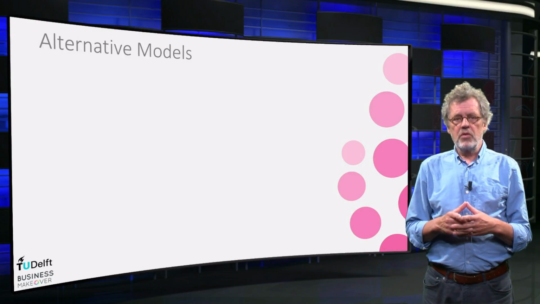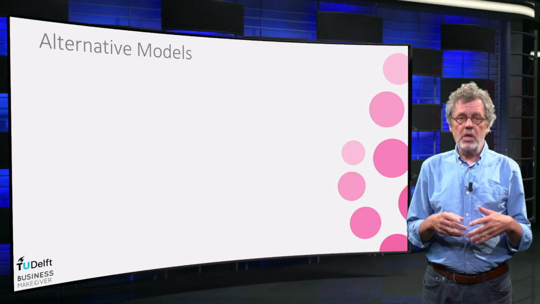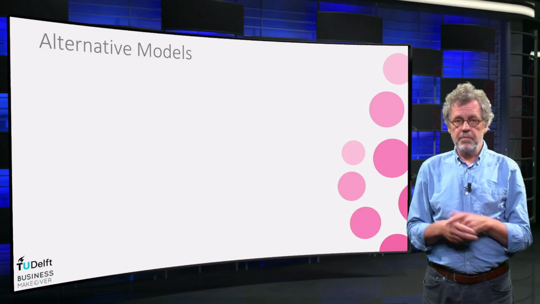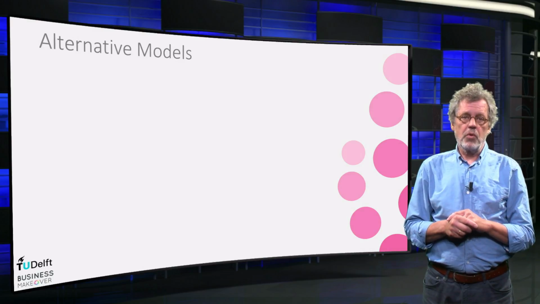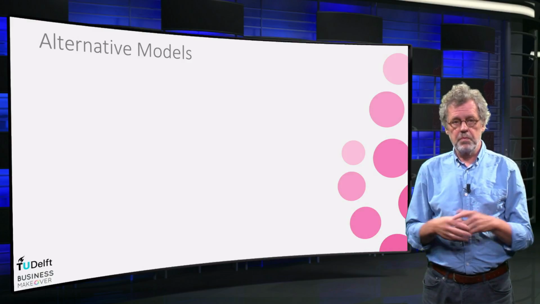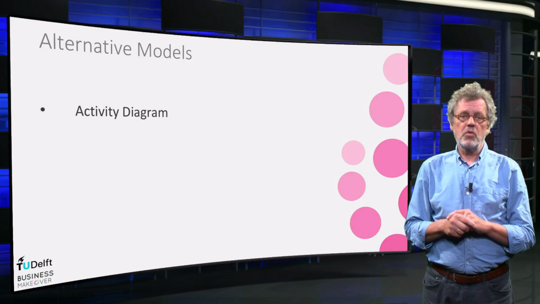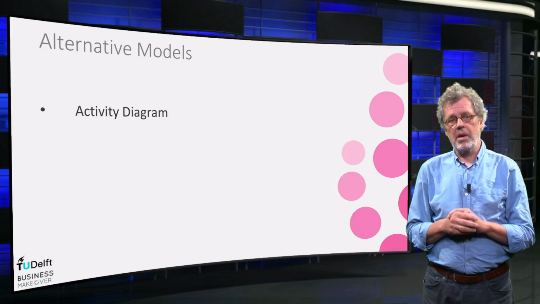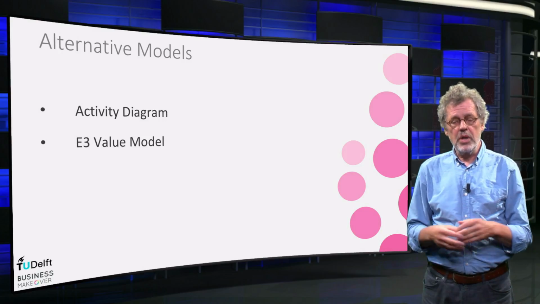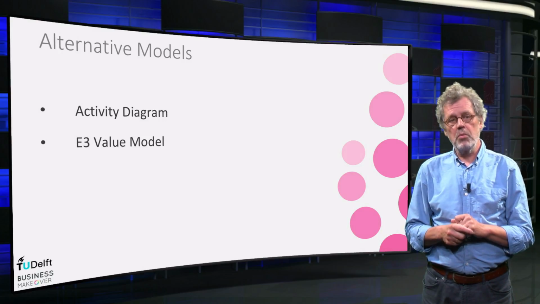So, there are many alternative models. However, we can only introduce 4 of them, and we can only introduce them shortly. Each of these 4 models emphasize another view on your operational model, from more strategic to more operational. The first model is related to Porter's strategy thinking and is labeled activity diagram. The second one is related to a more financial and value-oriented approach, the E3 value model.